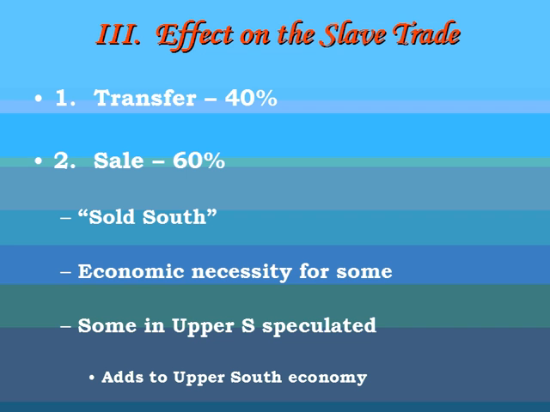40% of those slaves were transferred. What that means is their owner left the Upper South as well, and the slaves went with their owner. 60% of that number, so about 600,000 slaves, were actually sold into the South. For some Upper South plantation owners, that is an economic necessity. For other plantation owners, it's a way to make money.